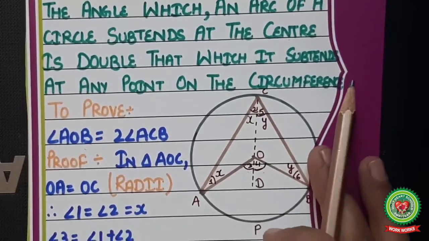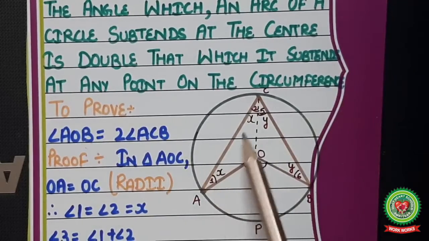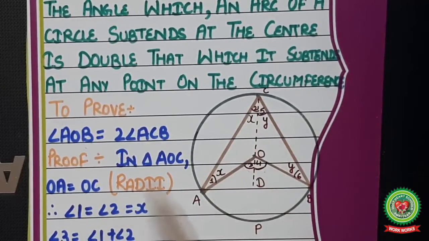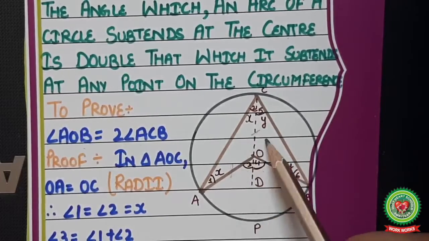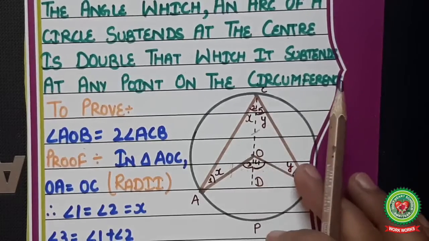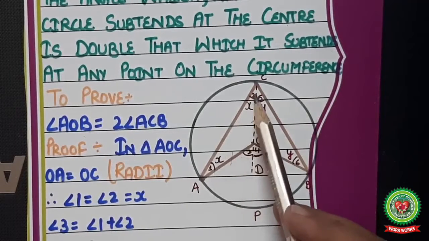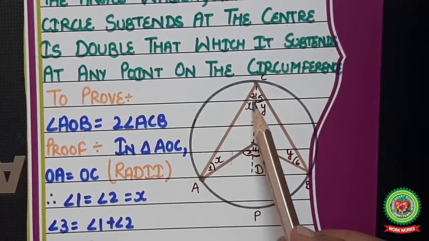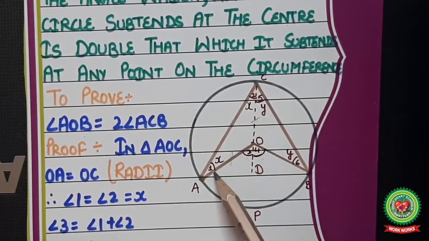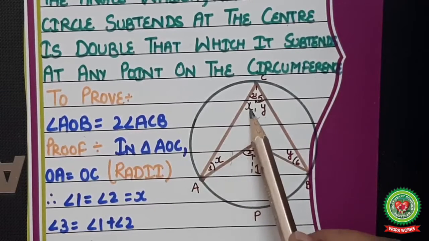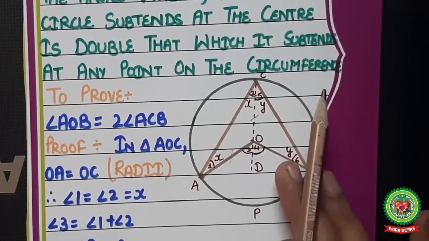See the proof. In triangle AOC, AOC is a triangle, OA and OC both are the radius, so these both will be equal. So this one, AO and OC both will be equal. So this triangle will be an isosceles triangle, and we know the property of isosceles triangle, that its base angles, or we can say angles opposite to equal sides, are equal. It means angle 1 is equal to angle 2. Let these both angles be x.